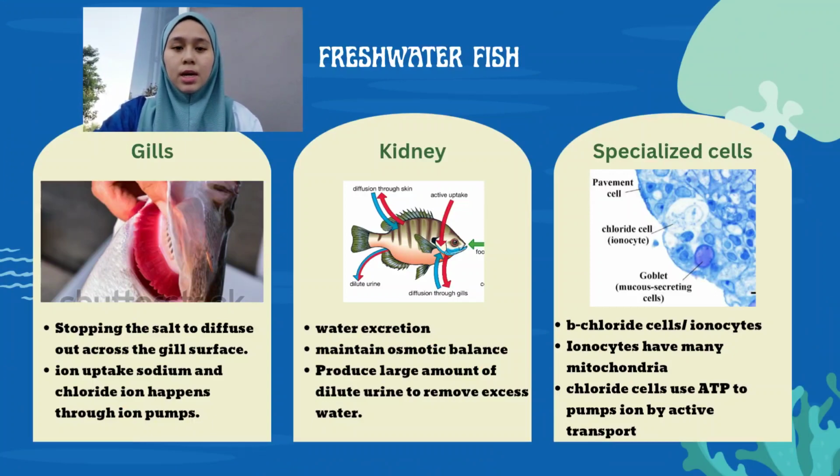The kidney functions for water excretion to maintain osmotic balance. The kidney will produce a large amount of dilute urine to remove excess water. Specialized cells involved in freshwater fish are B chloride cells, or what we call ionocytes. Ionocytes have many mitochondria, and chloride cells will use ATP from the mitochondria to pump ions by active transport.